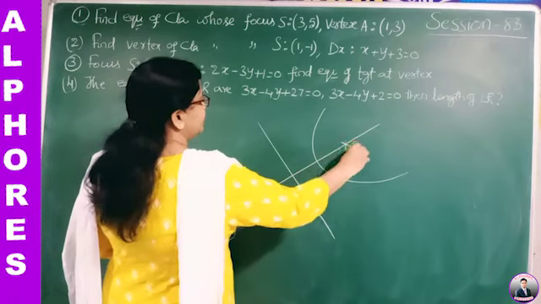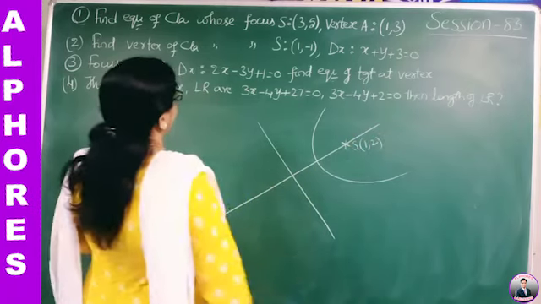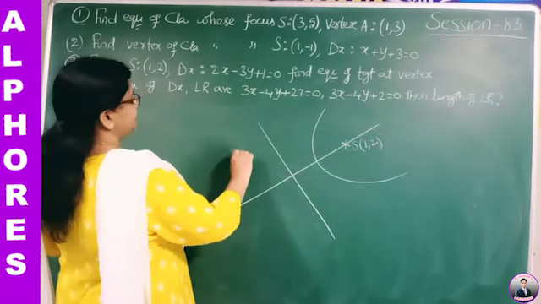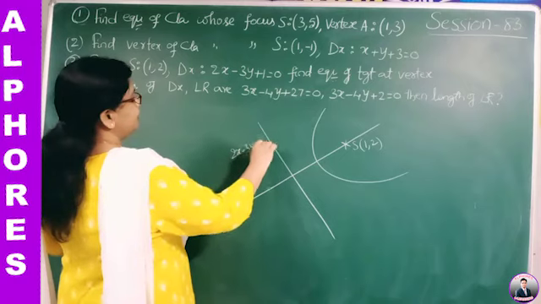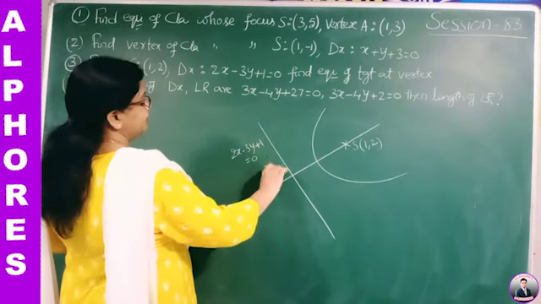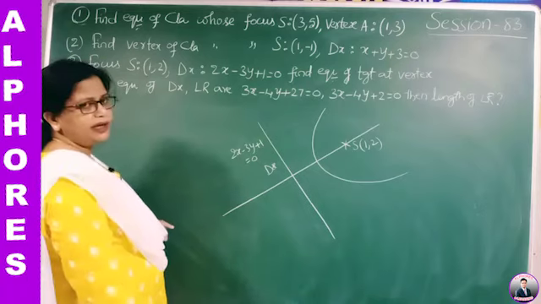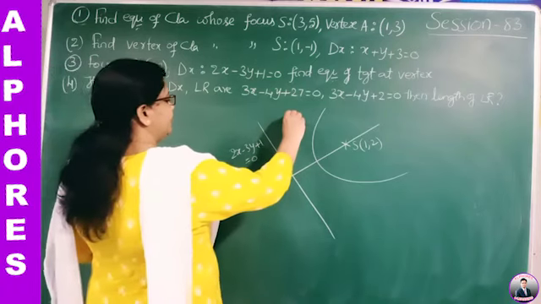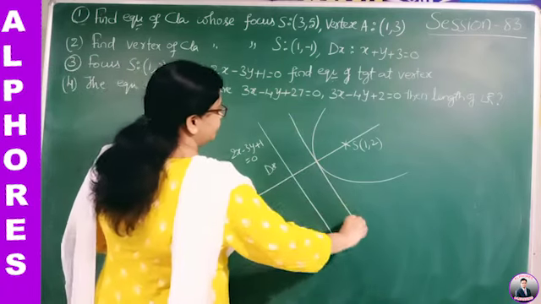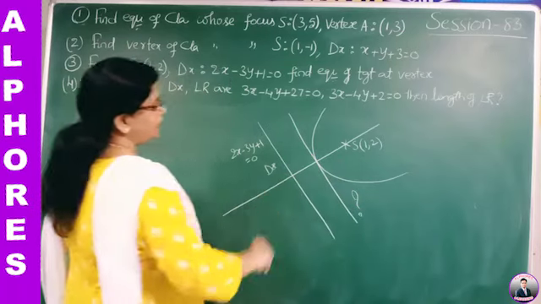The focus is given as (1, 2), and the directrix given is 2x - 3y + 1 = 0. That is the directrix equation given, and now they are asking for the equation of the tangent at the vertex. This is the equation they are asking.